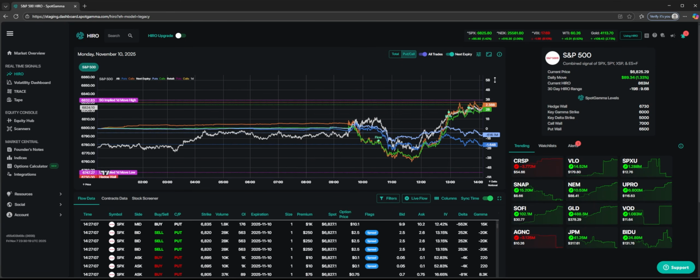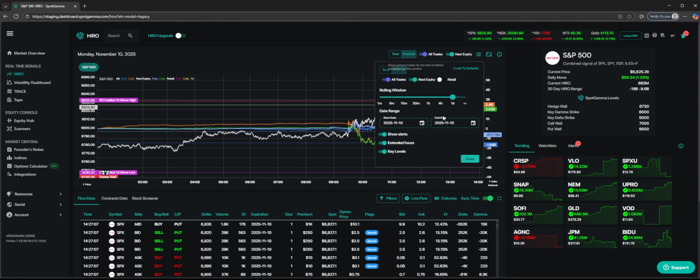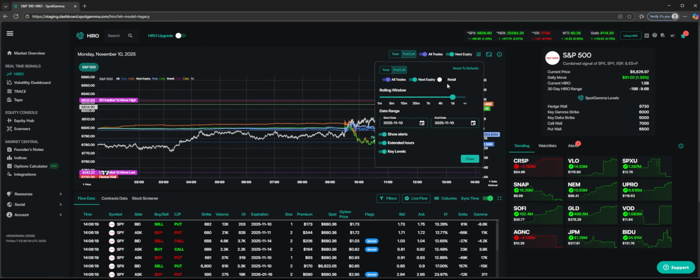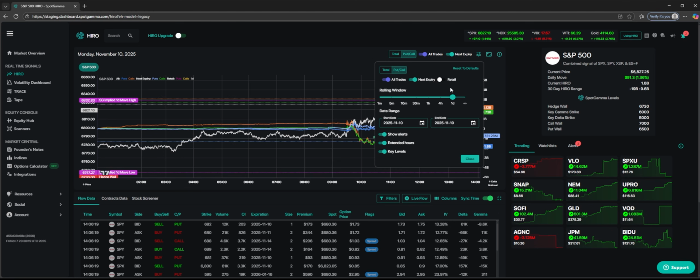Now let's go into some settings. If you click on this icon, you will see this screen pop up. This is where you can custom tailor the HIRO indicator. From this window, you can also select all trades or next expiration just like you can before, but in addition, you now see this toggle switch that says retail. Leaving this box unswitched will show you only institutional trades. Turning this switch on will show you retail positions.